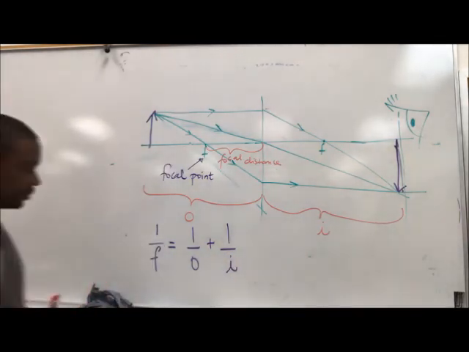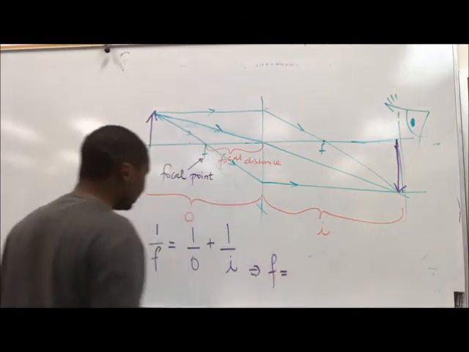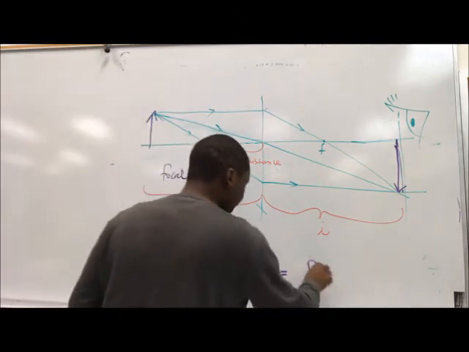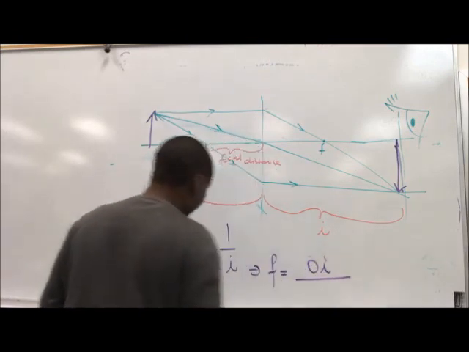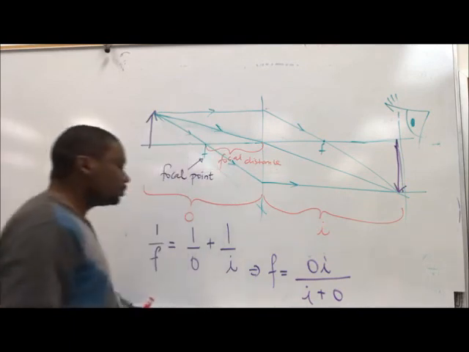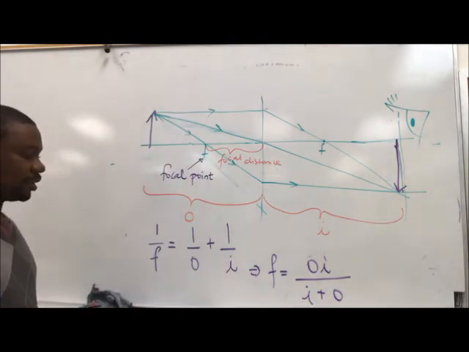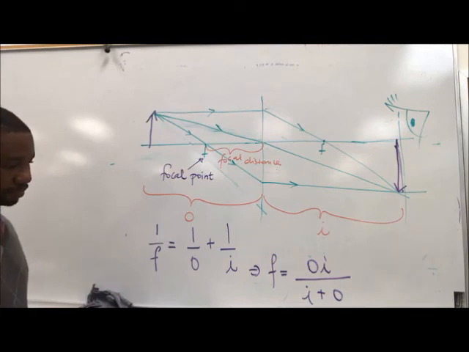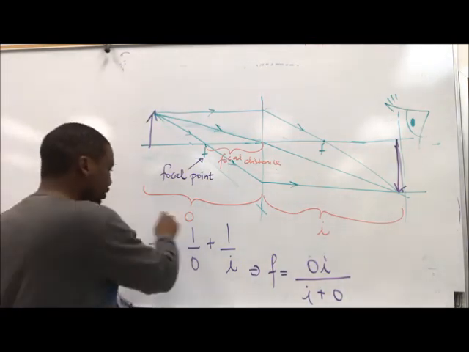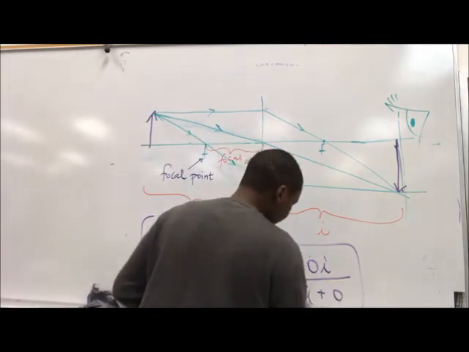All right? What that means is my focal distance can be obtained by multiplying image and object distance and then dividing it by the sum of image and object distance. These two formulas are what matter, right?